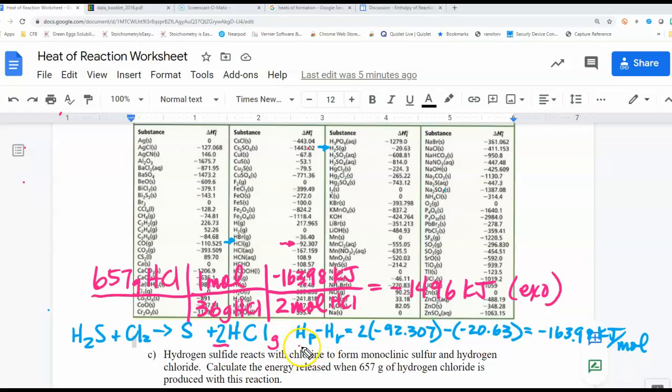So the first thing that we have to do is products minus reactants. So I do 2 times negative 92.307 for the HCl minus negative 20.63 for the H2S, and I get negative 163.98 kilojoules per mole. Okay, so now that I know that, I can do some stoichiometry of 657 grams of HCl divided by molar mass, because that gives us moles, and then divided by mole ratio, which is equal to the negative 163.98. So I got negative 1,496 kilojoules, and in fact, this is actually exothermic if we had to say so.